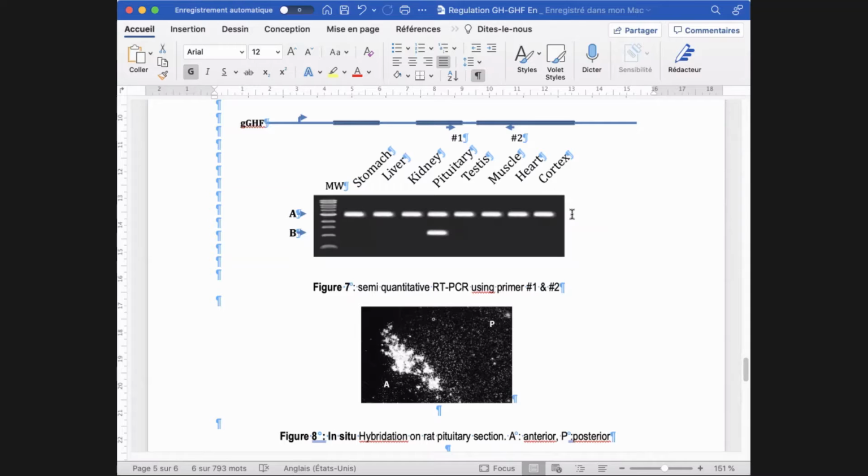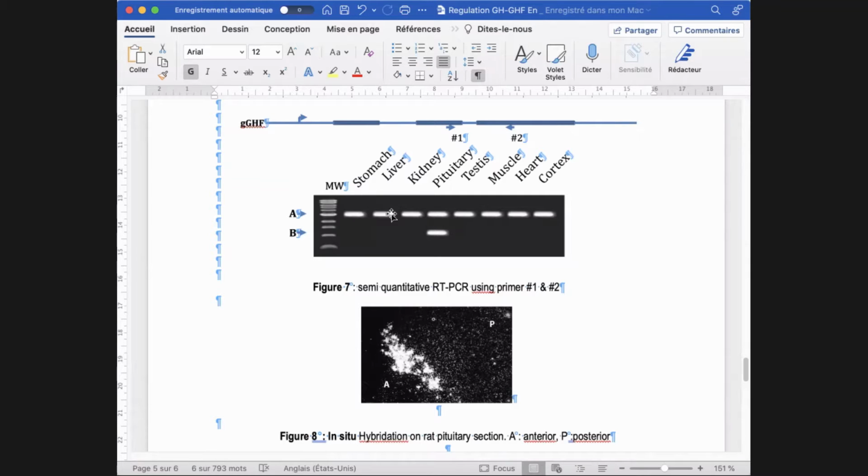Do you have an idea? We don't have the size, but it's not a problem. So we have two PCR products, one which is bigger than the other one, and the configuration is this one. This PCR is done on cDNA that have been produced from these different tissues.